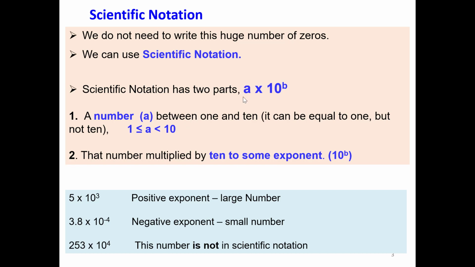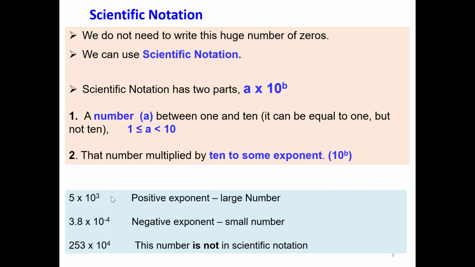And then this number, represented by A, is multiplied by a power of 10. B represents the exponent of 10, and this number B can be positive or negative. If the number is in scientific notation and the exponent is positive, it always represents a larger number, greater than 1. If the exponent is negative, then the number is smaller than 1. It's a small number.